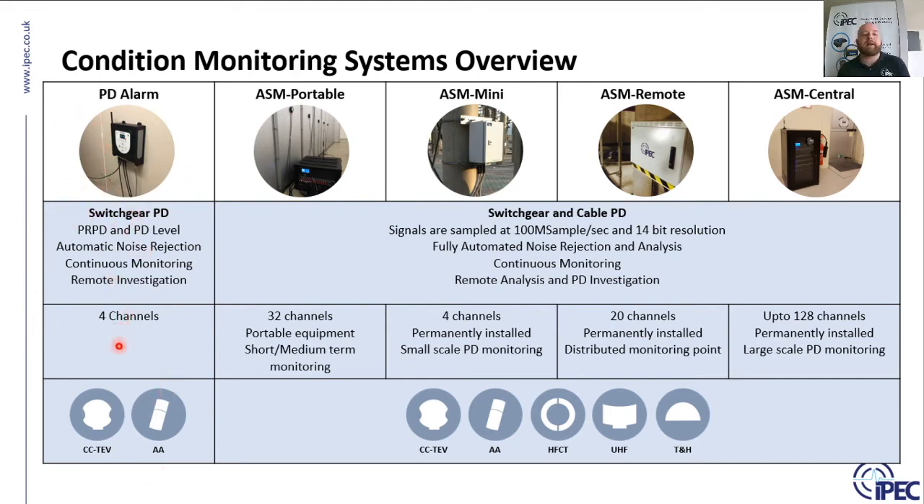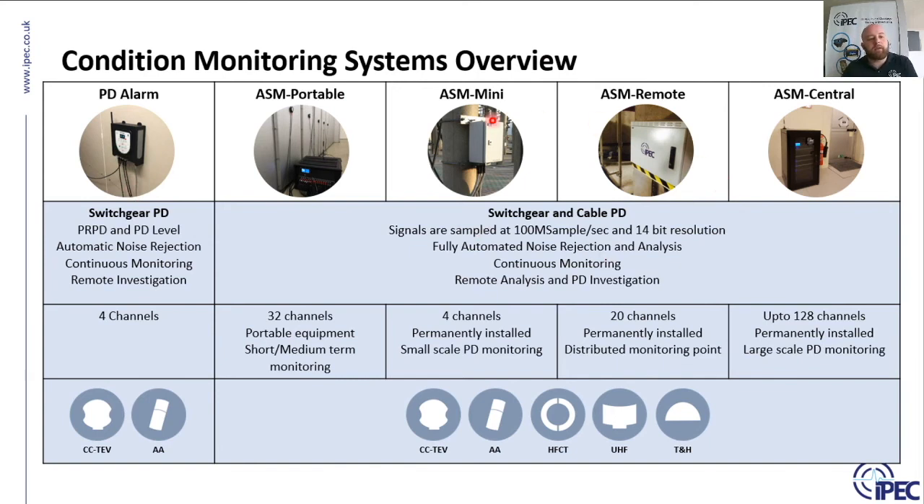The other application of it, which tends to be quite common, is using the PD alarm on small ring main unit substations. So these small RMUs, these very small distributed substations, which normally installing a full monitoring system wouldn't be cost effective. It's a much simpler device to install and use as well.